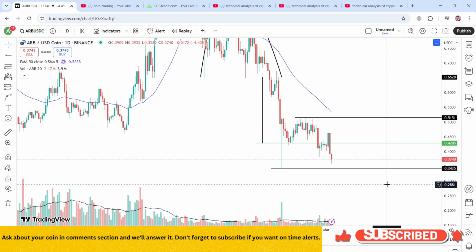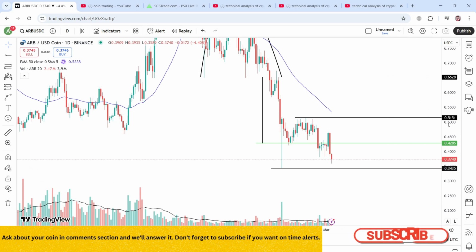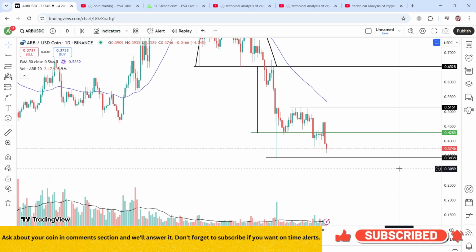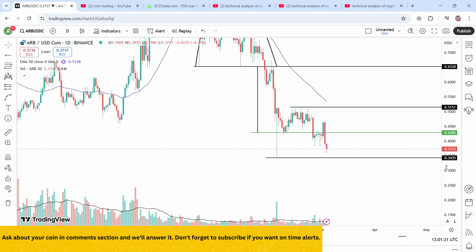First strategy is sell on strength, and that strength level is 0.5151. And if you guys have bought this coin at higher rates and are stuck in this coin and want to exit from this coin, this coin might give you a chance to exit from it, and that exit point is also 0.5151.